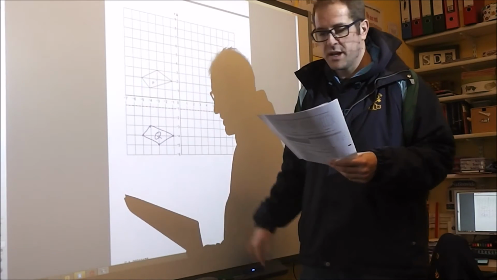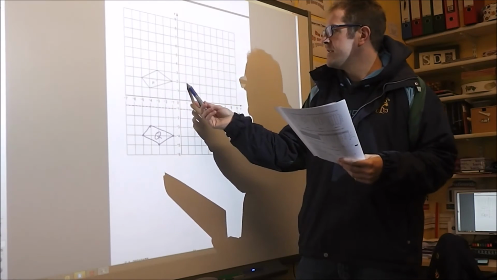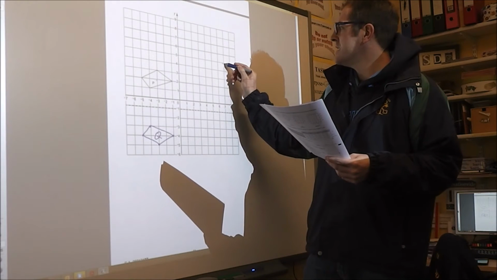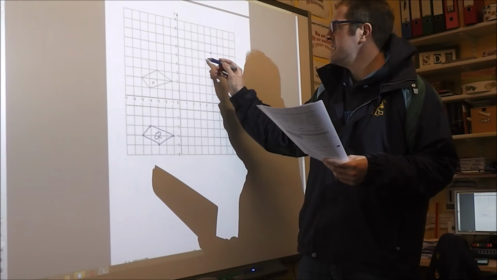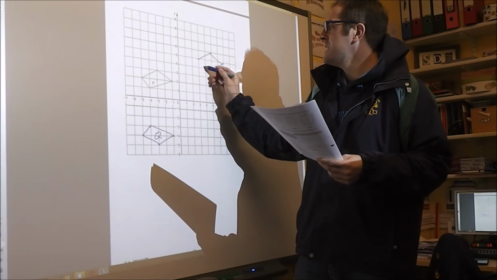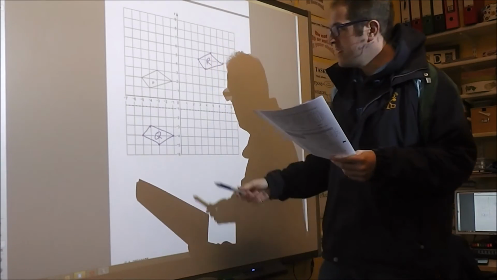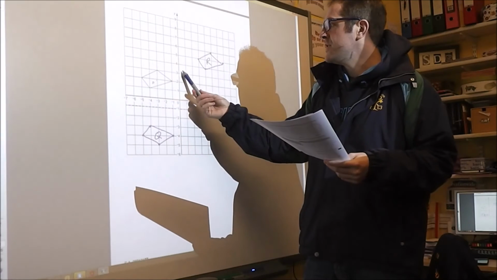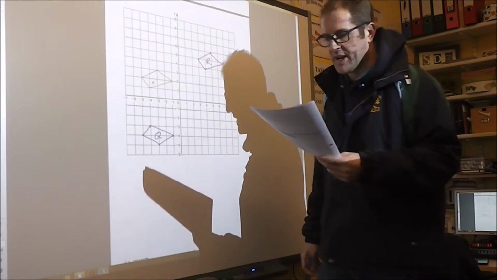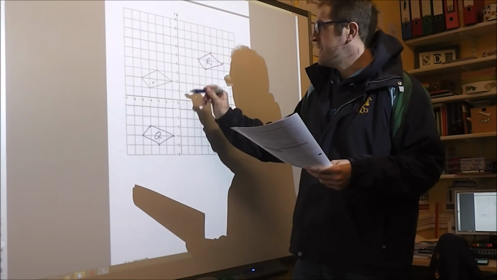That's labelled shape Q. Translate 8 to the right, 1, 2, 3, 4, 5, 6, 7, 8, and 3 up, 1, 2, 3. So there, there, there, there. You might like to check with another point, and certainly use a ruler. So check with this one, 1, 2, 3, 4, 5, 6, 7, 8, 1, 2, 3. So that's fine.